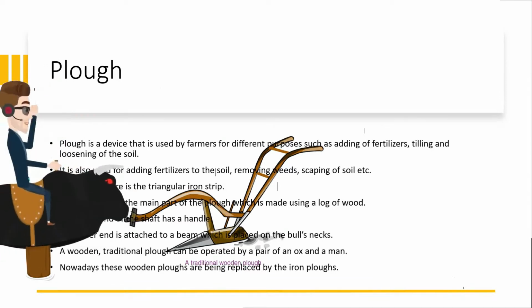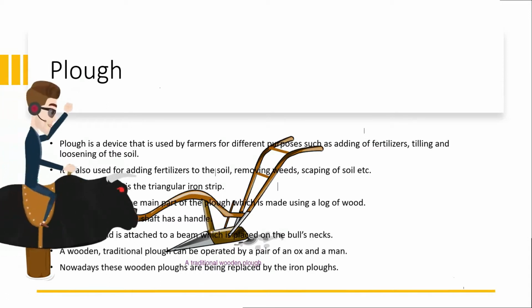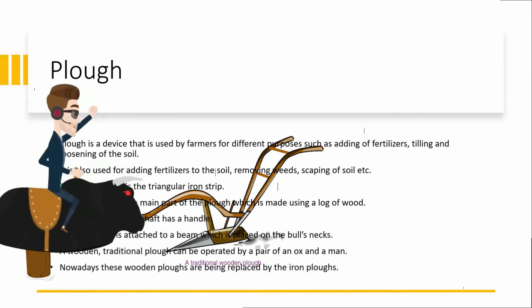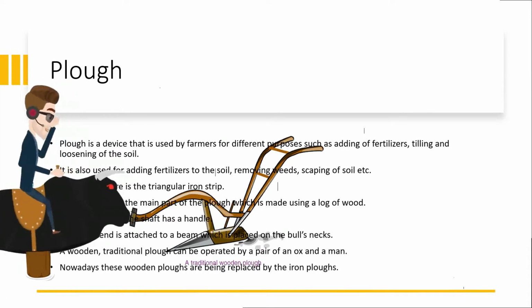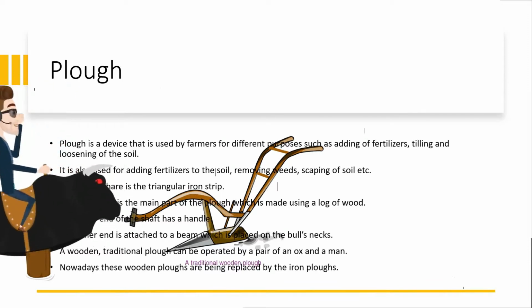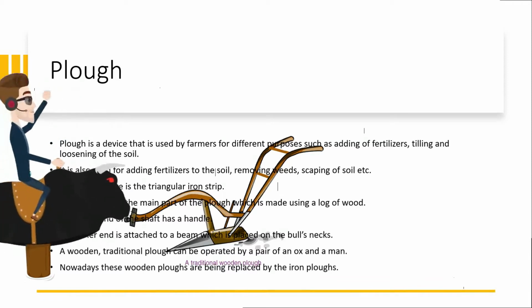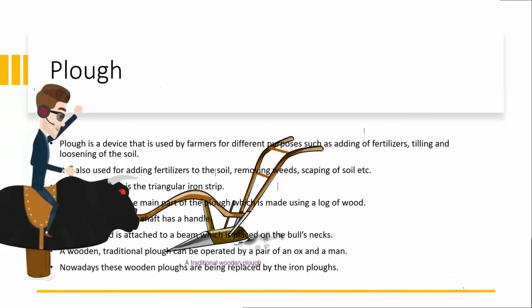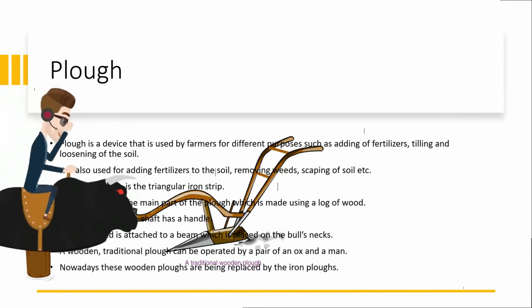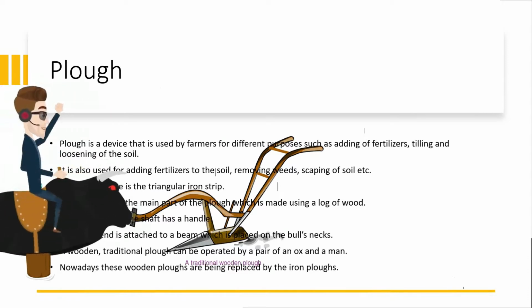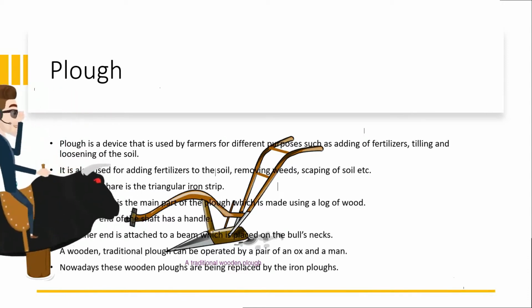The plowshare is the triangular iron strip. A plow shaft is the main part of the plow which is made using a log of wood. The other end of the shaft has a handle. The other end is attached to a beam which is placed on the bull's necks. A wooden, traditional plow can be operated by a pair of an ox and a man. Nowadays these wooden plows are being replaced by the iron plows.